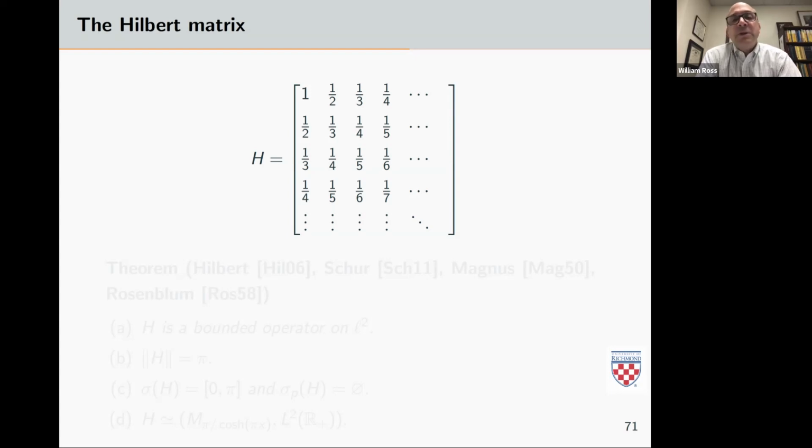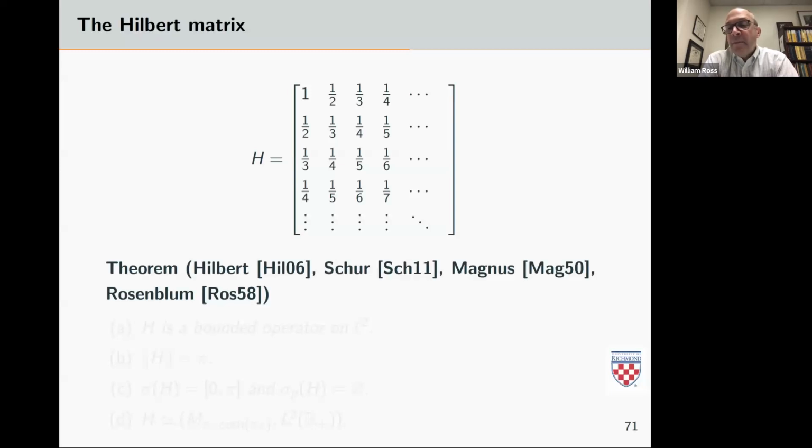Naturally, you can consider the infinite Hilbert matrix, and you can think of this as operating on little L2. And you want to know, is it a bounded operator? What is its norm, its spectrum, everything like that? It's a self-adjoint matrix, so you should be able to talk about its spectral decomposition. And I'm happy to report that everything is known about the Hilbert matrix on L2. So first of all, by Hilbert, it's a bounded operator on L2.